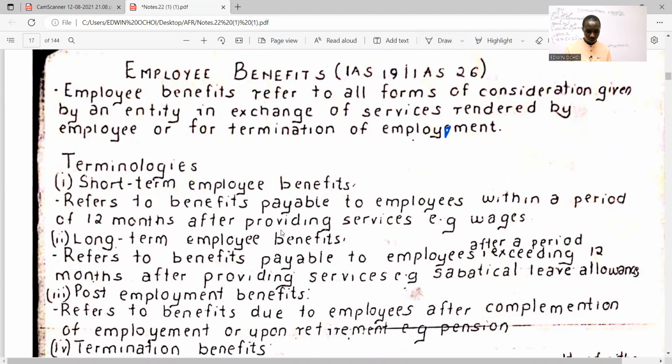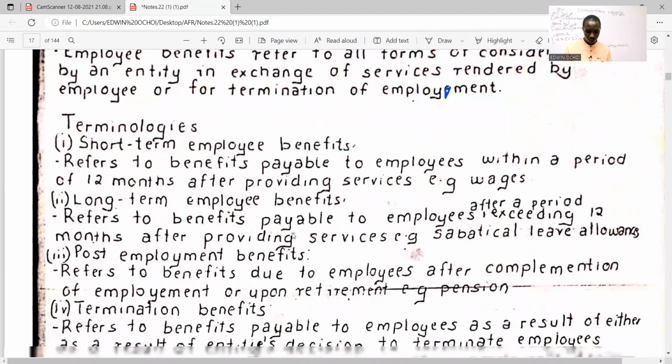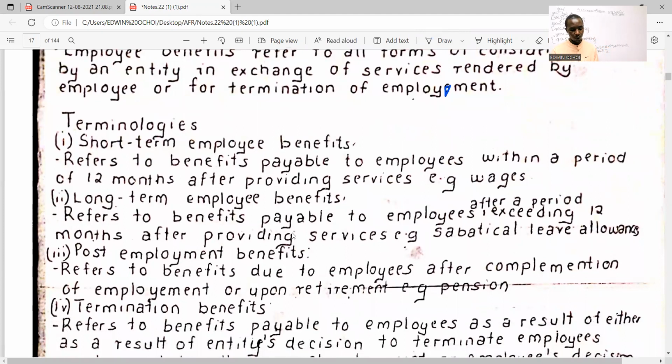So, terminologies to be used in the topic. We have short-term benefits, like salaries and wages, the ones which accrue within a period of 12 months. Long-term employee benefits are benefits payable to an employee after a period exceeding 12 months, like a sabbatical leave allowance. Post-employment benefits refers to the benefits due to an employee after completion of employment, like pension.